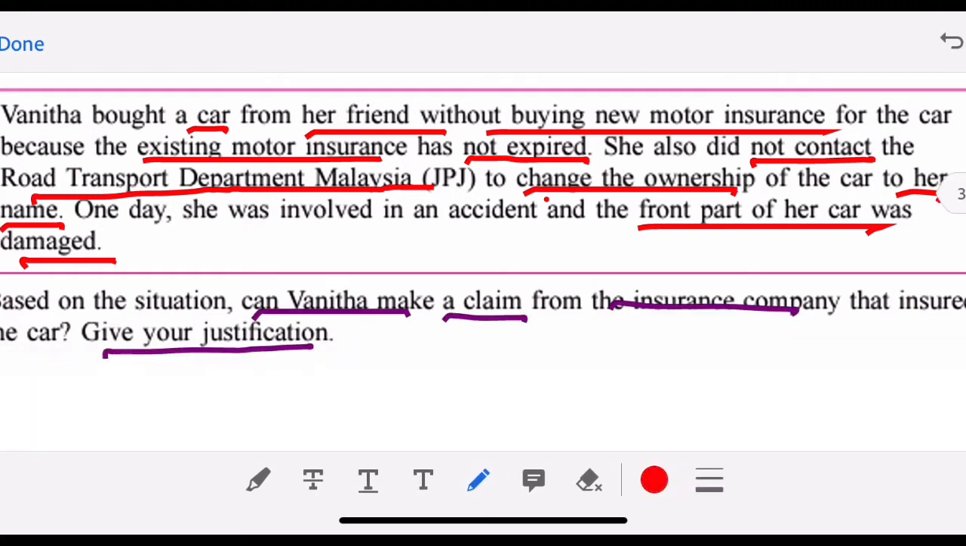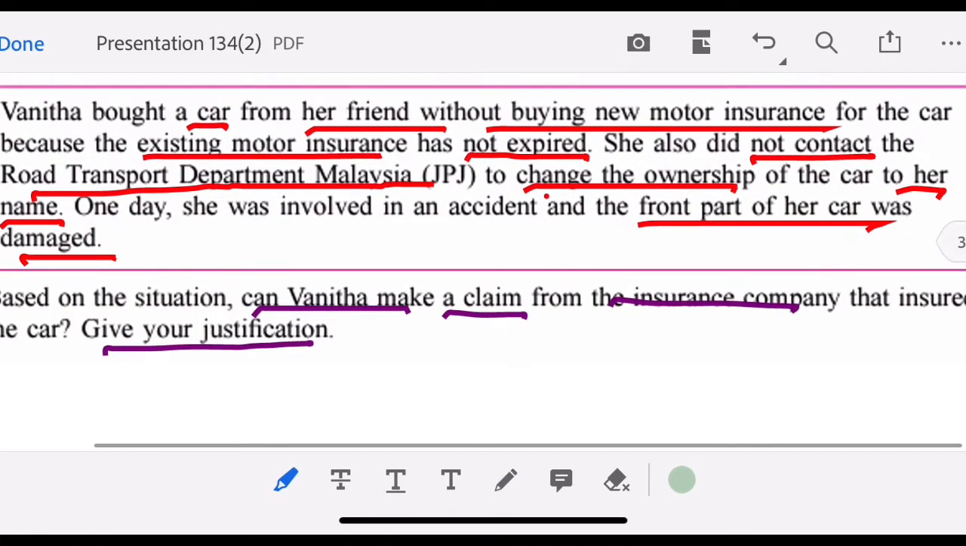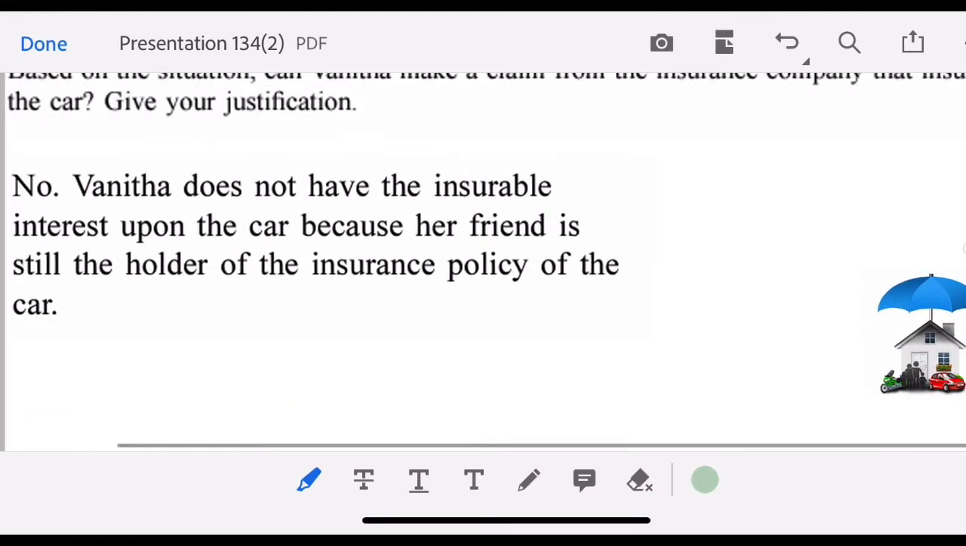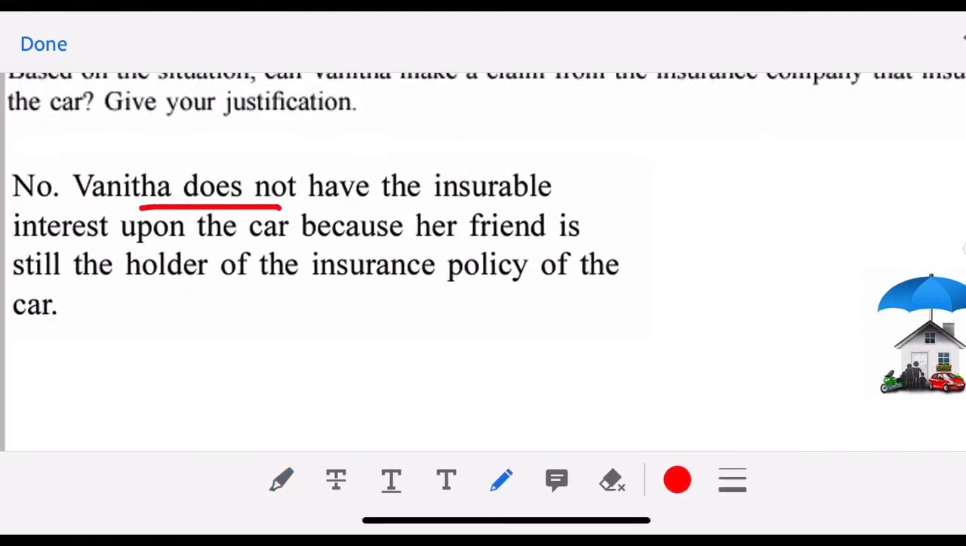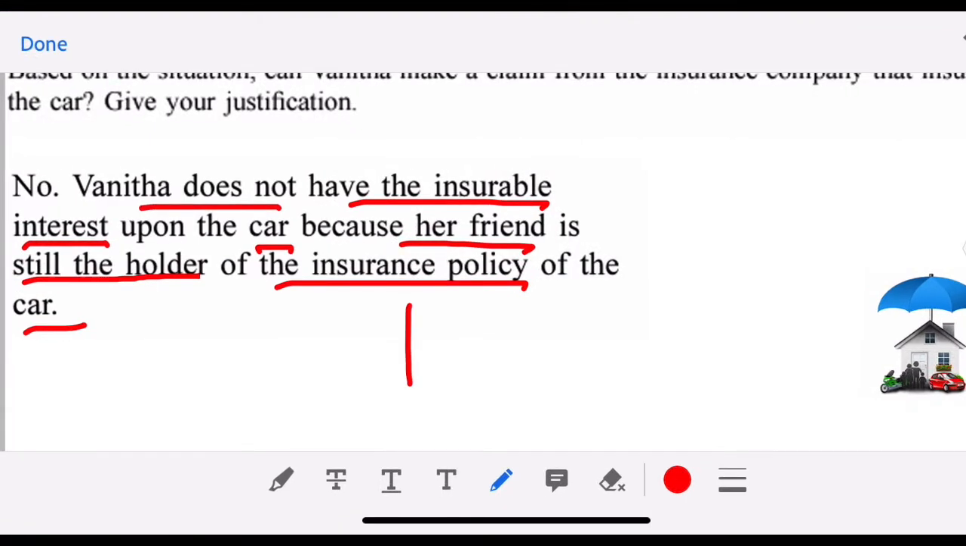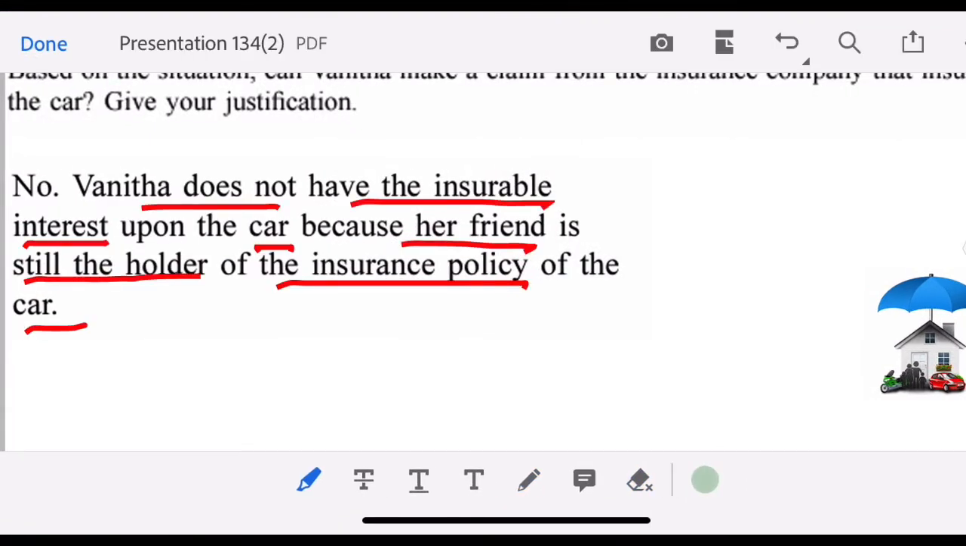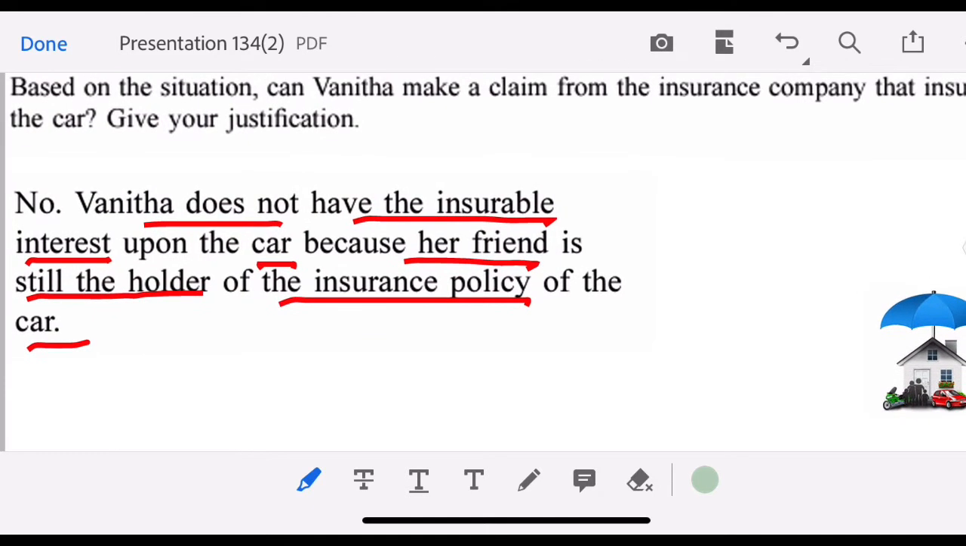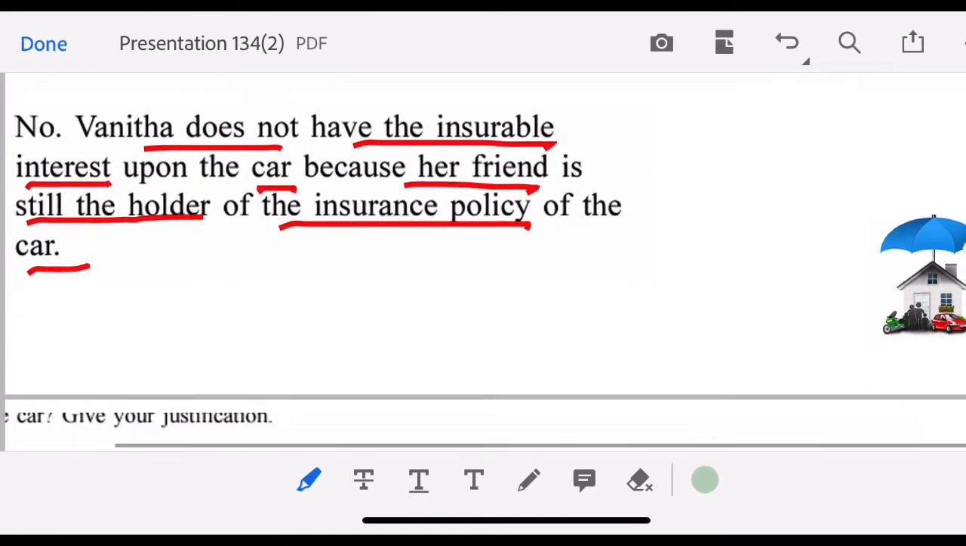Because the policy is still not under Juanita's name, Juanita does not have the insurable interest upon the car because her friend is still the holder of the insurance policy of the car. So in this case, Juanita cannot make a claim from the insurance company.